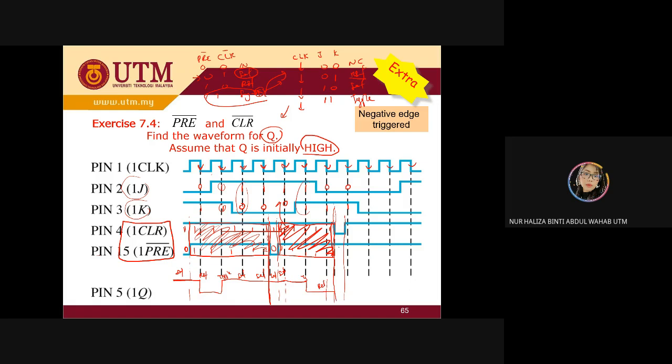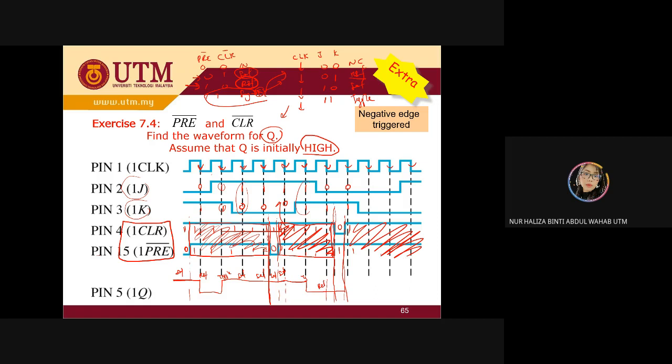So for this part, I have a change for my clear and pre. My pre is 1 and my clear is 0. 1, 0 is reset. If reset, I'm going to continue until this part, because I can see there is another change. Now it's 1-1 until the rest.